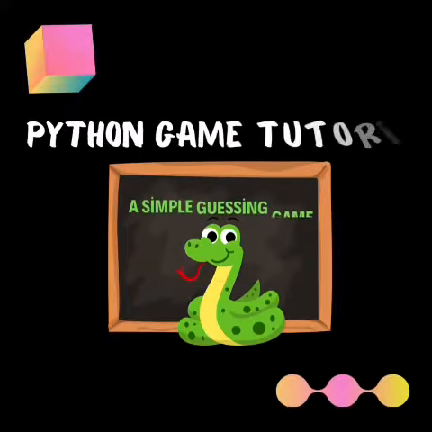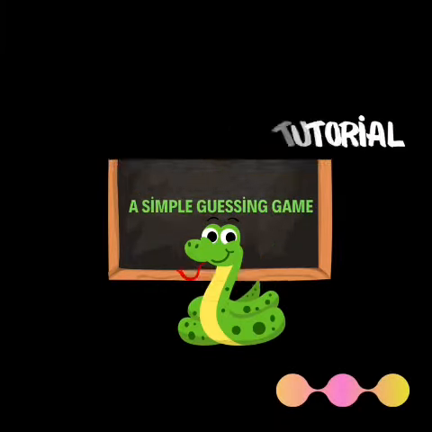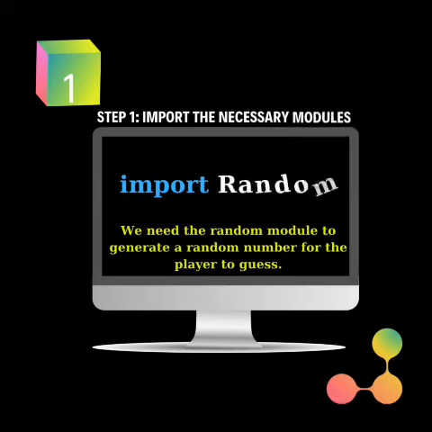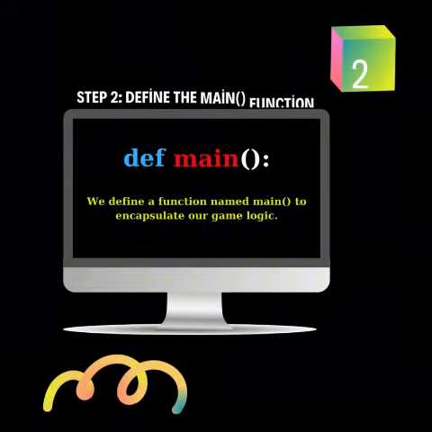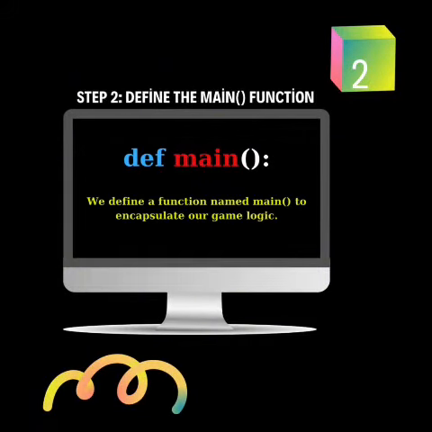Python game tutorial, a simple guessing game. Step 1. Import the necessary modules. We need the random module to generate a random number for the player to guess. Step 2. Define the main function. We define a function named main to encapsulate our game logic.